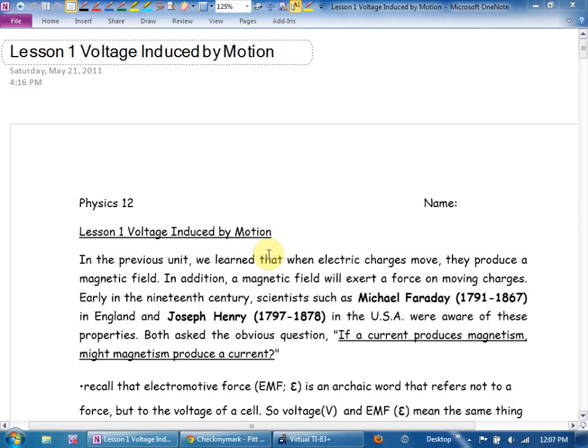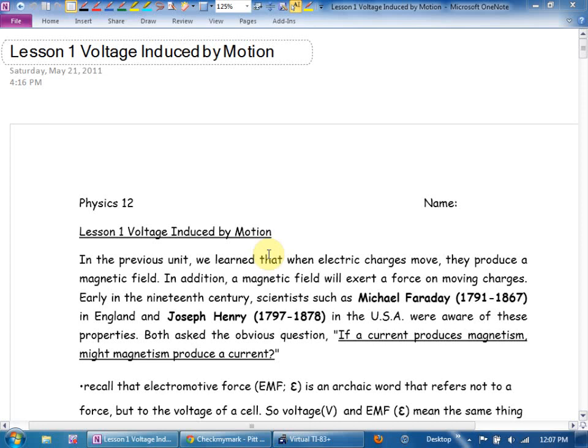So last day, the last thing we looked at, well, we made loudspeakers, really cool, nerdily cool. But before that, we looked at the electric motor and we said that if you send a current through what we called the armature, a loop of wire in the magnetic field, then you could actually get the loop to spin. Current could cause motion.